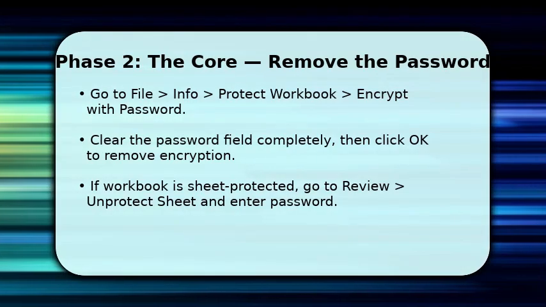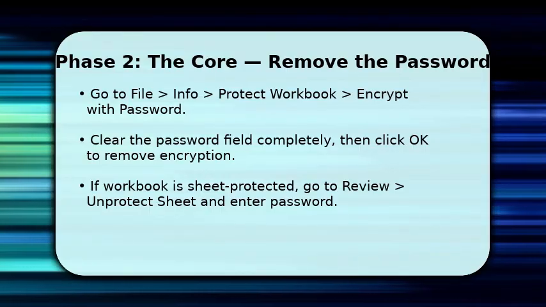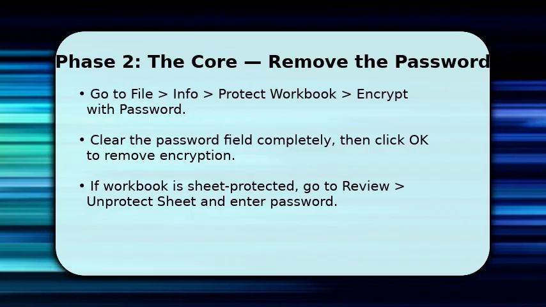You now perform the core action. Remove the password in the Encrypt dialog so Excel stops encrypting the file. Open File, Info, Protect workbook, then choose Encrypt with password. Clear the password box entirely and click OK. This tells Excel to save the workbook without encryption metadata.